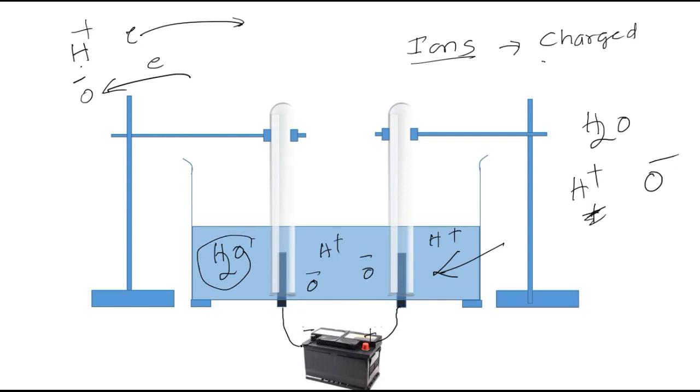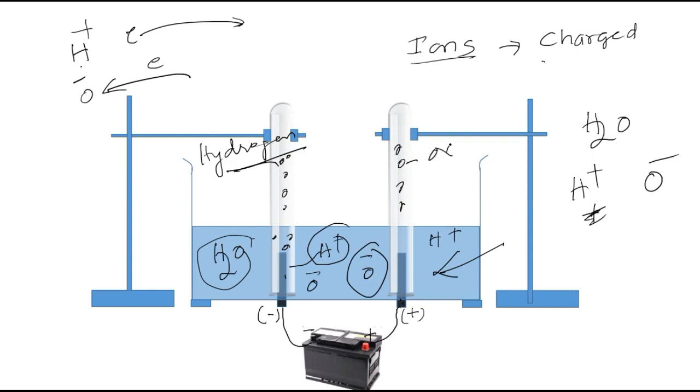Now this is the negative electrode and this rod is the positive electrode. So what happens? Unlike charges attract, so H plus will be attracted towards the negative electrode, and in the form of bubbles it starts initially and then goes into the empty space of the tube, and hydrogen will be collected here. In the same way, the negative ion, that is oxygen, goes to the positive electrode and oxygen is collected here.